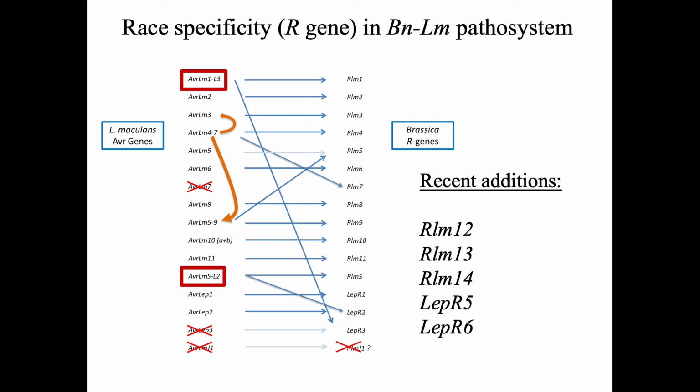Because of the value of single R genes in breeding for resistance against blackleg, the search for additional resistance genes has continued. We now have close to 21 genes, the most recent being Rlm12, Rlm13, Rlm14, and two genes that we identified recently in our lab, LEPR5 and LEPR6, both of them broad-spectrum resistance. We have tested them against 30 isolates, and so far we haven't seen any virulent isolate against these two genes.